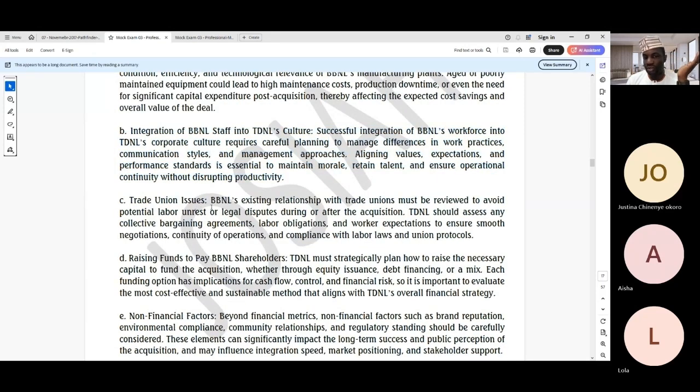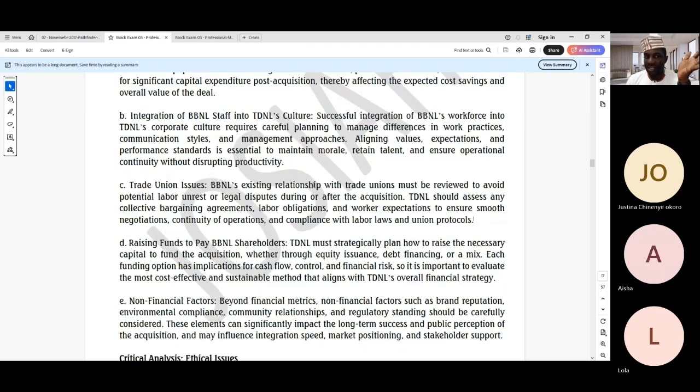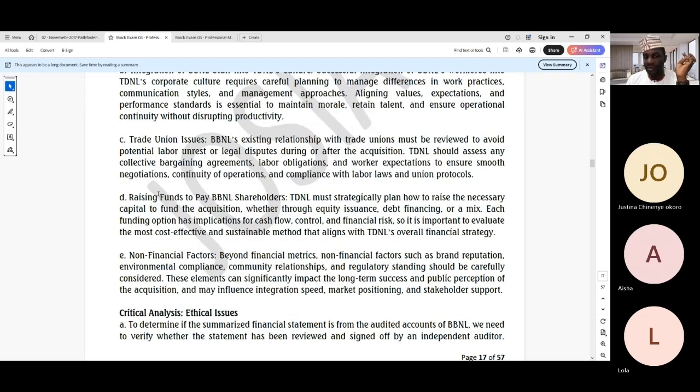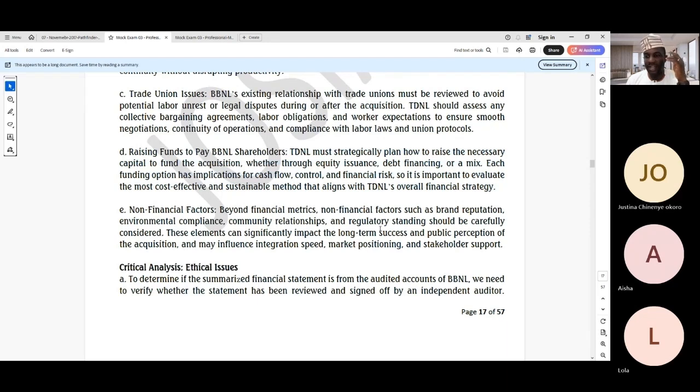Then trade union issues. Speaking to a company that wants to be acquired, TDNL should assess collective bargaining where trade unions and labor unions come up with issues, uproars against how they treat staff. So that could be a challenge. Then the fourth point, we said raising funds to pay BBNL shareholders could also be a challenge, whether equity or debt financing or a mix of both is also what they should consider. And the fifth point that we said are non-financial factors like brand reputation, environmental compliance, community relations, and we look at these as elements that can significantly impact the long-term success and public perceptions of the acquisition.